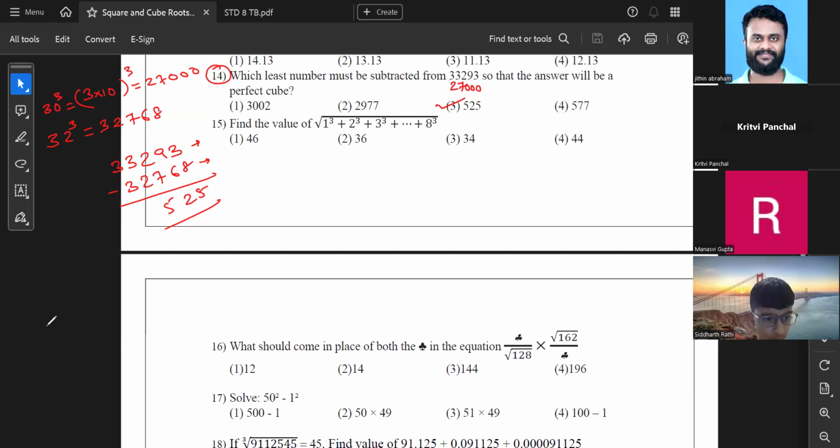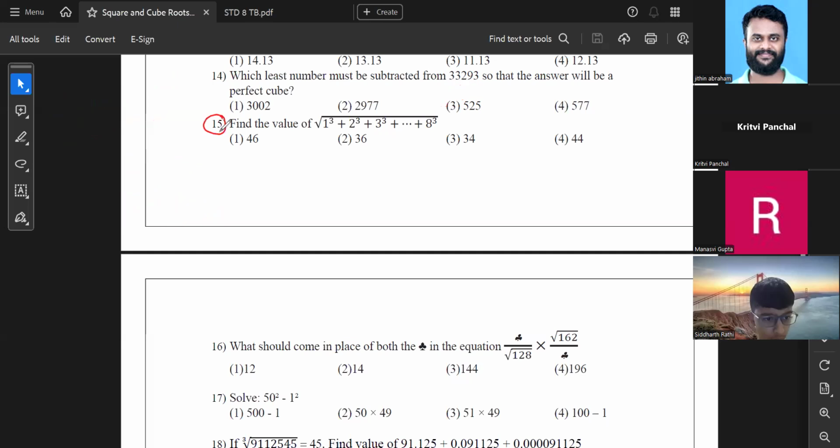So first of all, I'm proceeding further now. Let's go for the 15th problem. Find the value of the square root of so and so. Now let's try to find them. First of all, what all numbers you have? You have 1 cube, which is basically 1 itself. You have 2 cube, 3 cube, 4 cube, 5 cube, 6 cube, 7 cube, and then finally you have 8 cube, right? Out of which, let me take the even numbers like 2, 4.